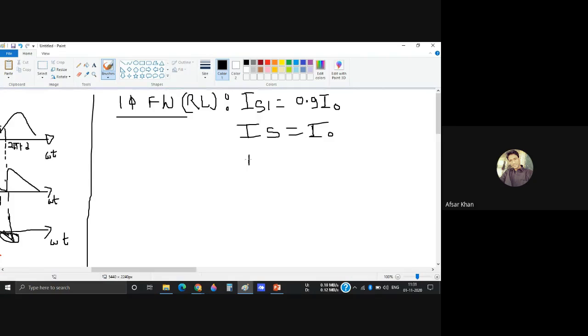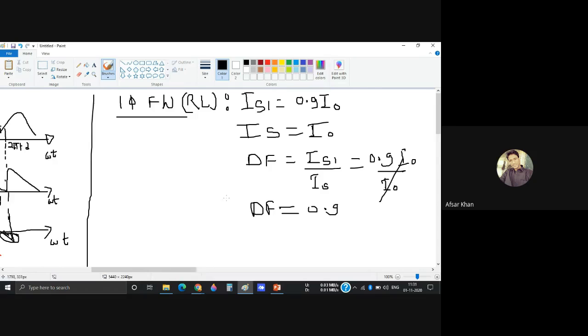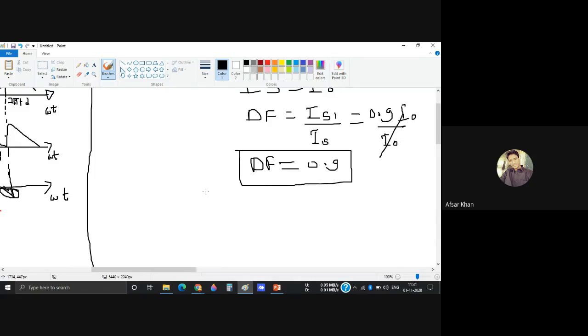Now, can you tell me what is DF from this? Distortion factor is, students? 0.9. Yes, very good. It will always be 0.9. Distortion factor is IS1 by IS, that is 0.9 I naught upon I naught, so it will give you distortion factor 0.9. That's it. For any single phase full wave rectifier with RL load, distortion factor is 0.9.